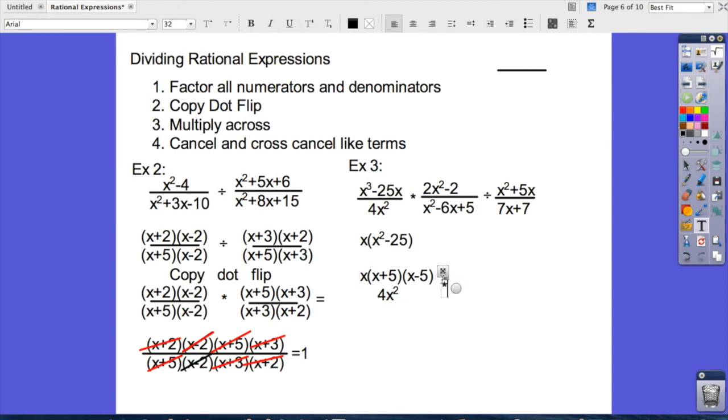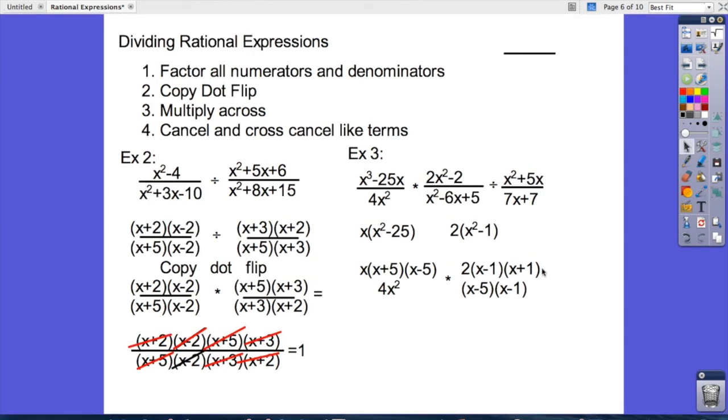We're doing multiplication now, and they have a common factor of 2, so that's 2 times x minus 1, x plus 1. So you'll notice for the x plus 1, x minus 1, I did an extra factoring job here because it's a difference of 2 squares. And then the denominator is going to become x minus 5, x minus 1. And then we have our division signs.